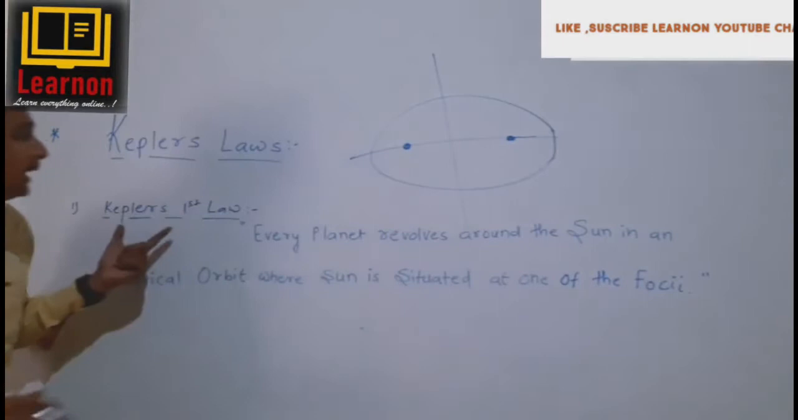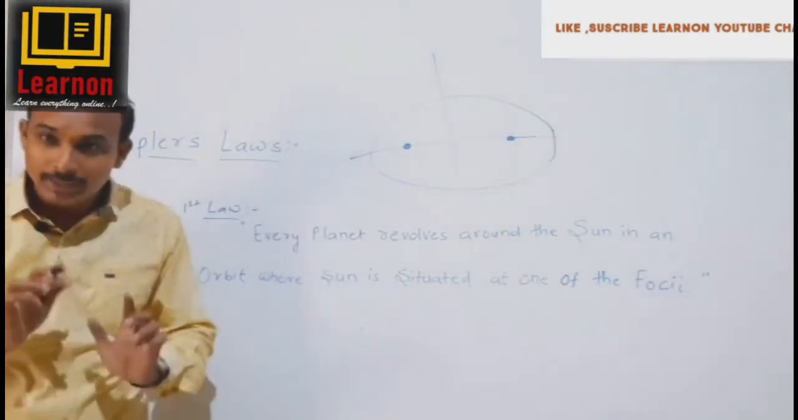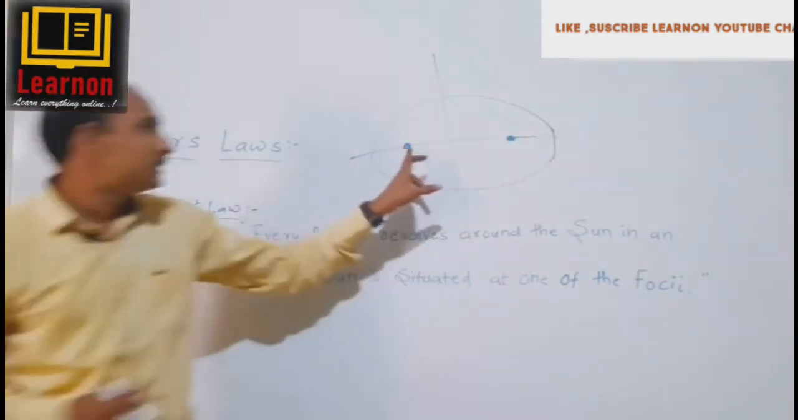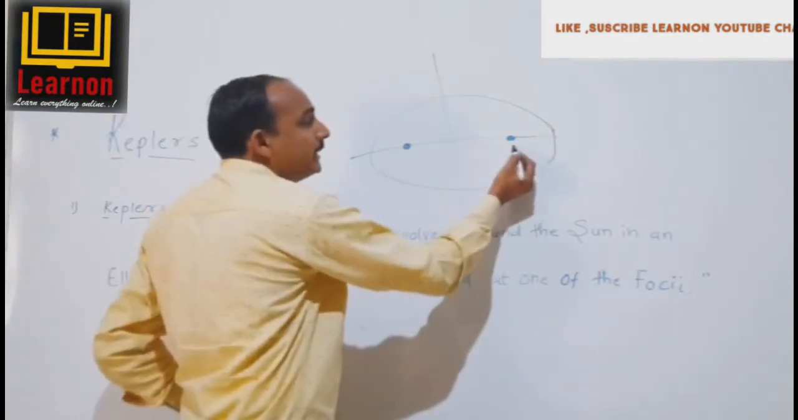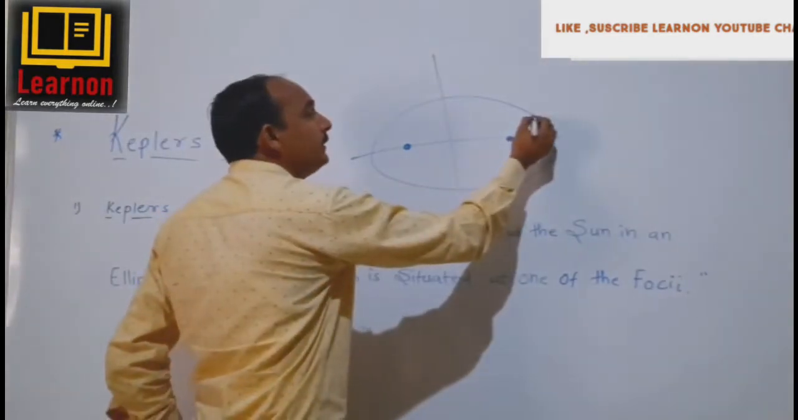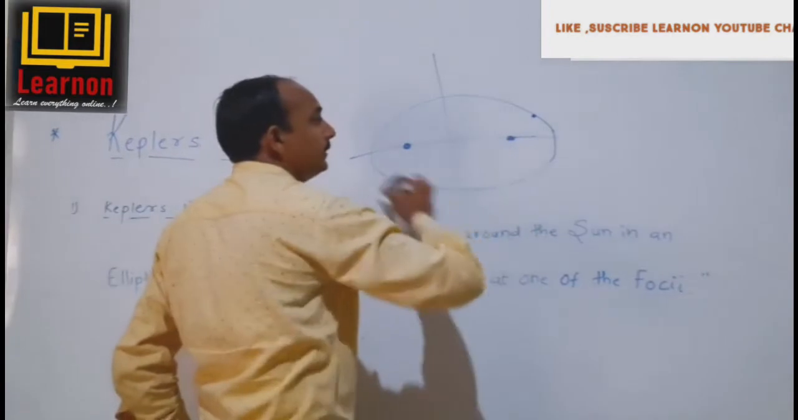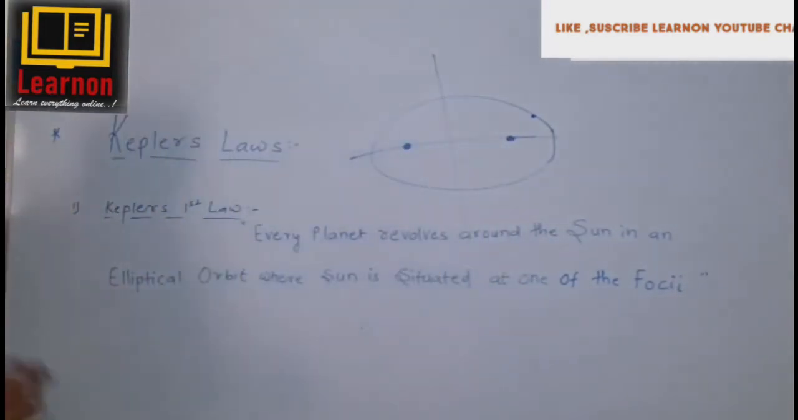That is Kepler's first law. Okay, means the sun is present here, either here or here, and each and every planet is revolving in this way. Okay, now let's go to Kepler's second law.